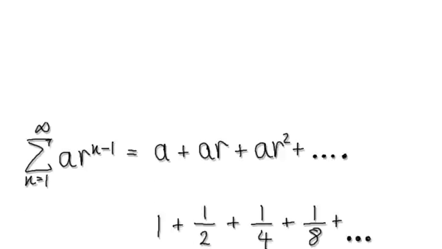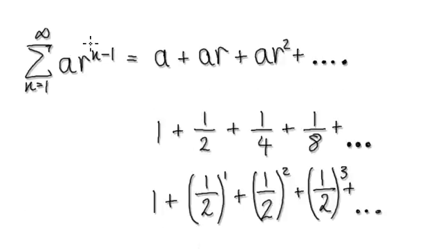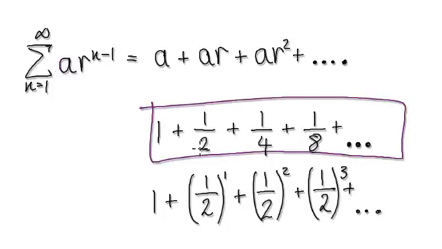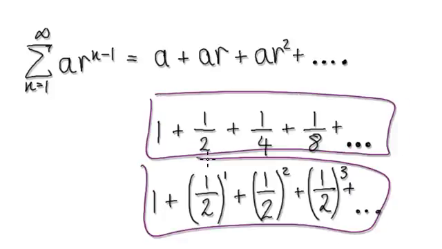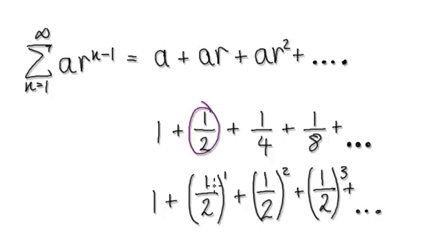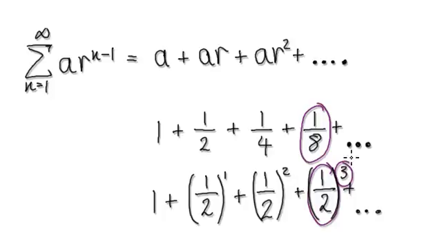Now we're going to move on to geometric series. So a geometric series will take something of this form. This is an example of a geometric series. We can rewrite this as this, because if you look at this, a half can be rewritten as a half to the power of 1. A quarter can be rewritten as a half to the power of 2. An eighth can be rewritten as a half to the power of 3.